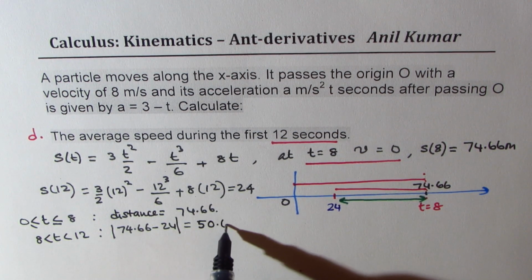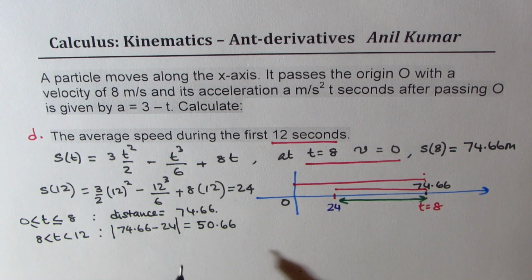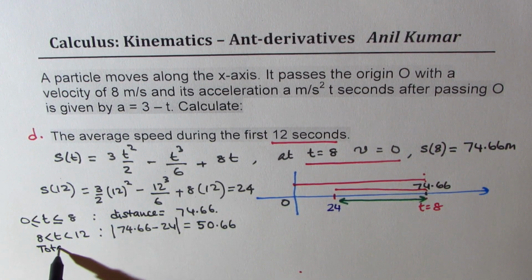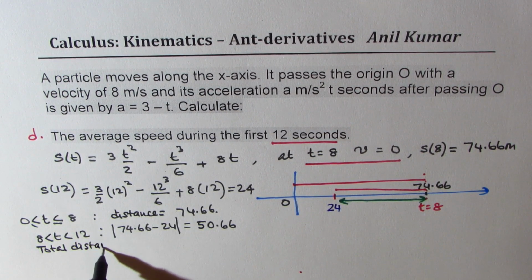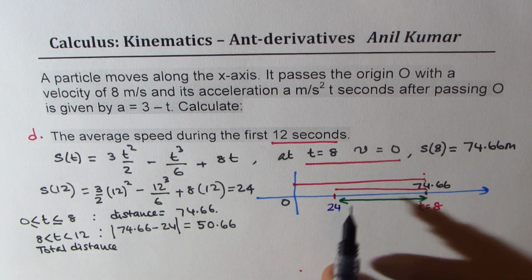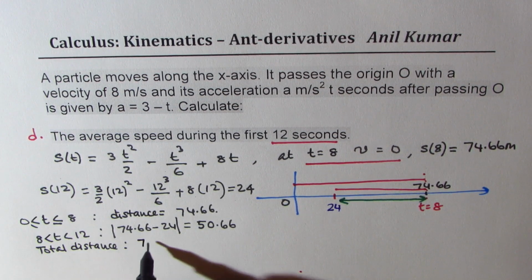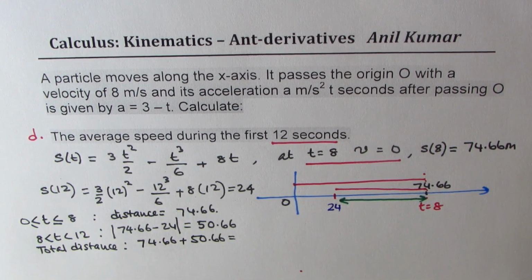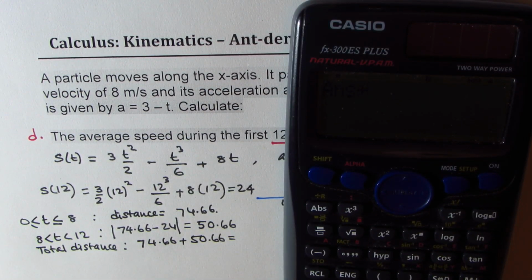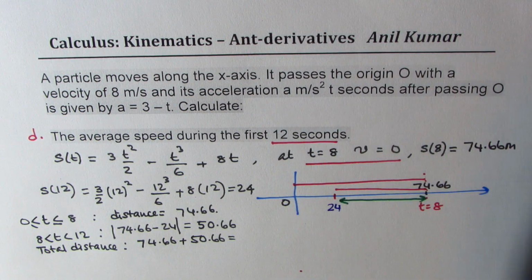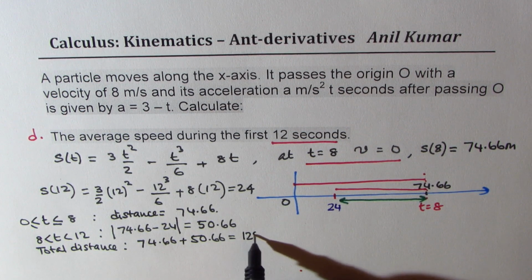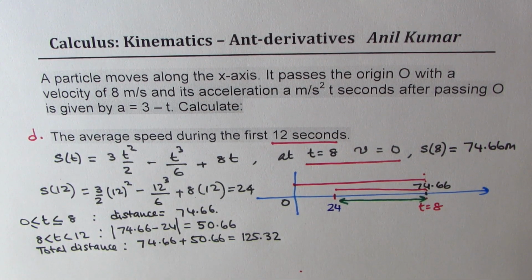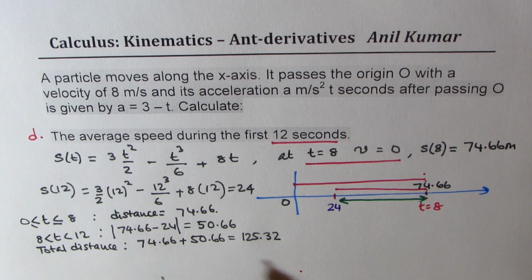Okay, 50.66. So the total distance covered is how much? We have to add both these distances. So we get 74.66 plus 50.66, correct? So we'll add this to 74.66. So adding them, we get in decimals 125.32. Perfect. So that is how you calculate the total distance.